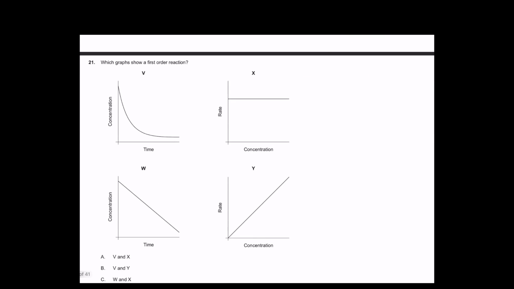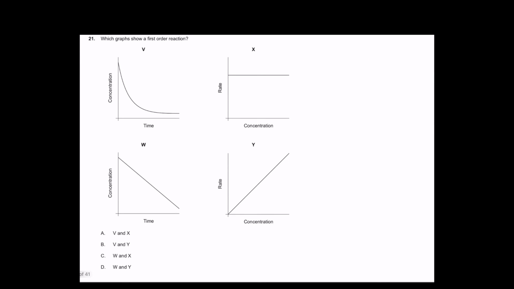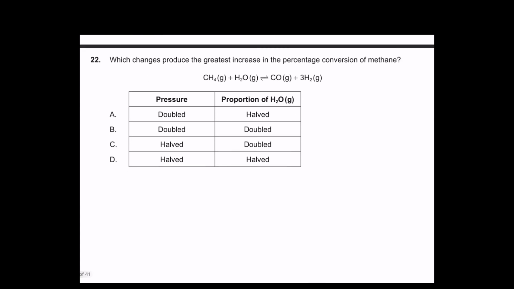For 21, which of the graphs show a first order reaction? Okay, so we have concentration against time and we have rate against concentration. So we know that for a first order reaction, rate is directly proportional to the concentration. So rate is k times concentration, which is a straight line passing through the origin. So Y is correct. Now we have to check between V and W. Also for a first order reaction, this expression holds true, so this is a negative exponential equation. And with this, you can see V is the correct option. So V and Y, option B is the correct answer to this question. Moving on to question 22.